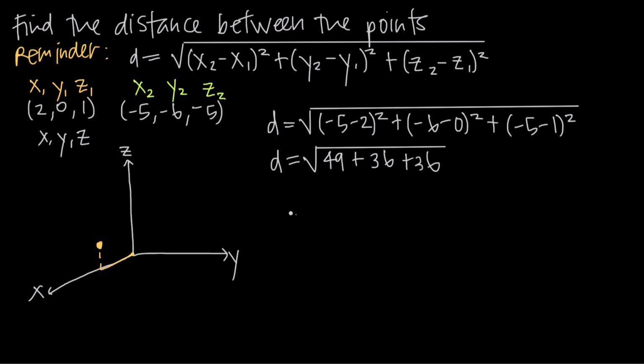And then when we add all of those together, we're going to get d, or distance, is equal to the square root of 121. And of course, the square root of 121 is 11. So we're going to get distance is equal to 11.